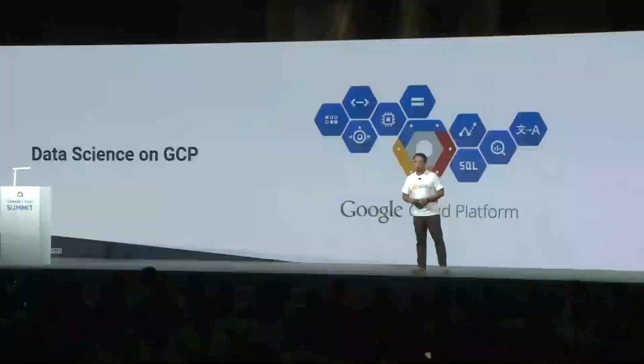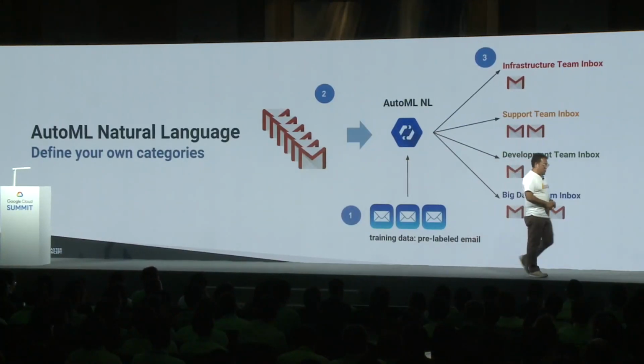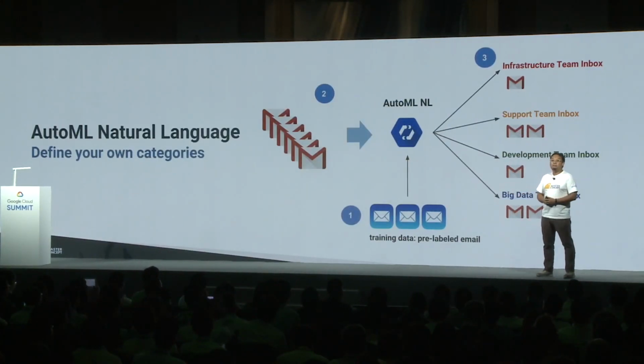The next thing is about data science on GCP. That means AI and ML. I think this morning Google already told everybody about ML. Now you can have AutoML. So what's the use case for AutoML?